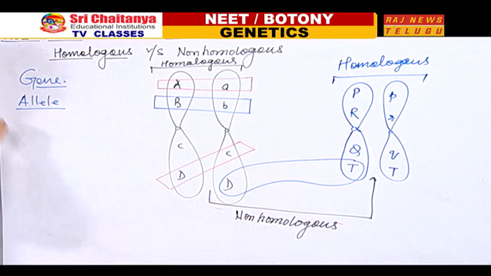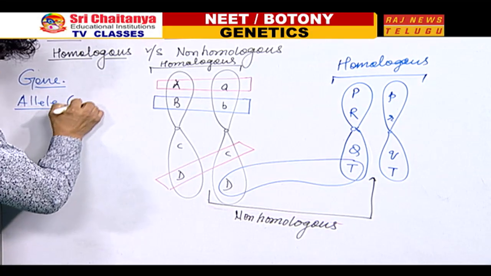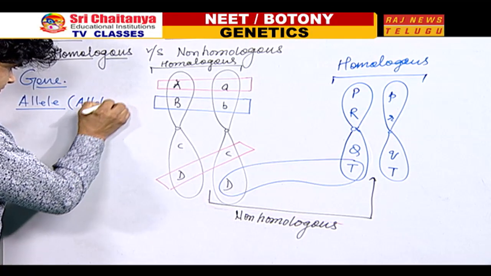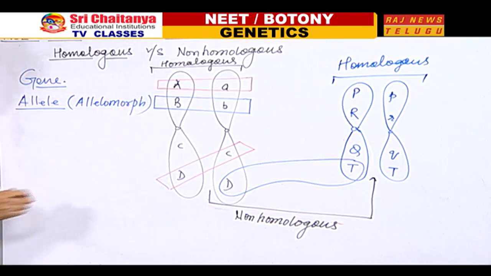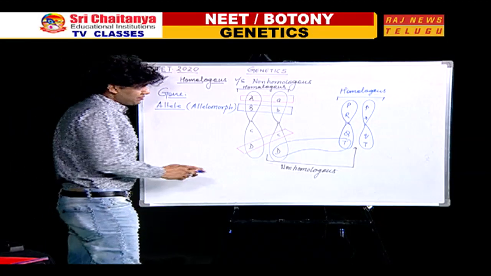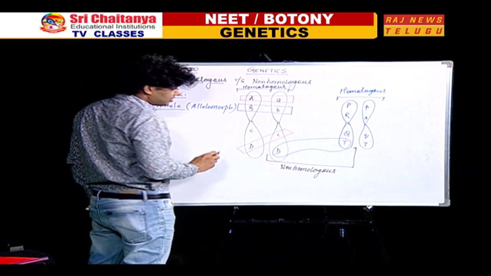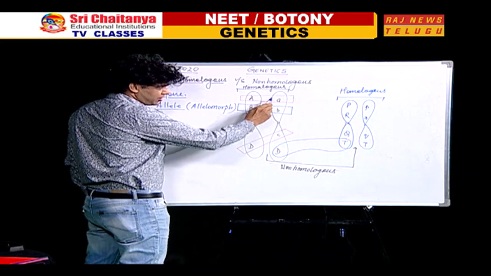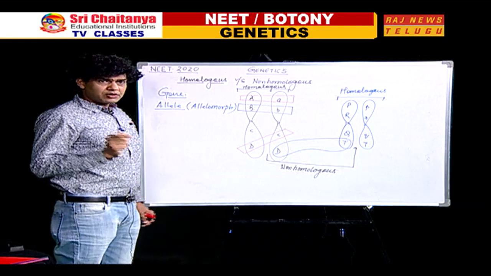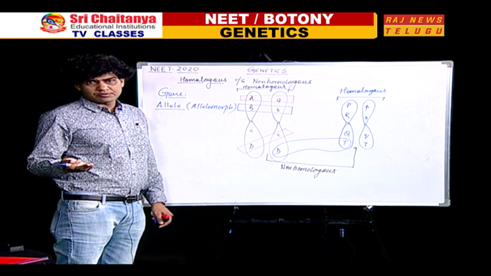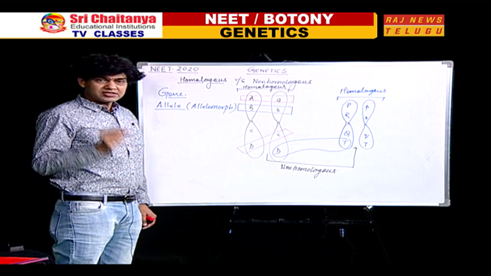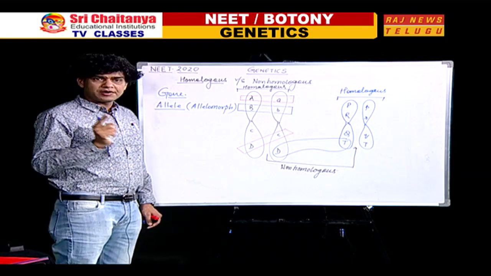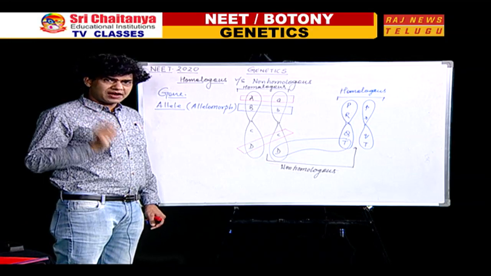The word allele actually arises from the word allelomorph. Synonymously you can use them, allele or allelomorph. You can see that genes capital A and small a are regulating the same character, like height of the plant or shape of the seed or flower color. It means these two genes, capital A and small a, belong to the same character.